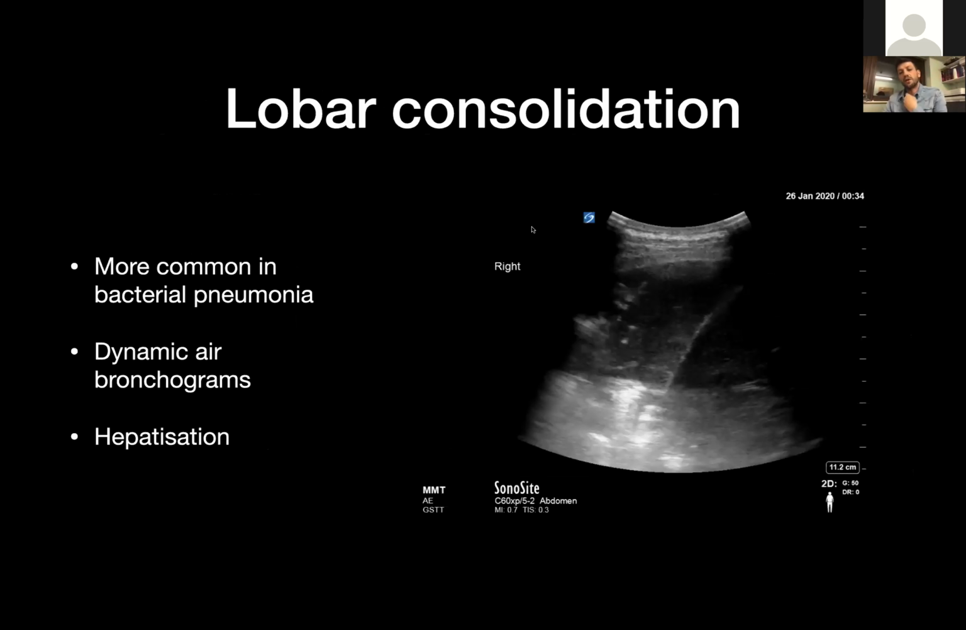This then, in severe cases, will extend to a lobar consolidation. So this is at the right base. So this is the diaphragm here, and you're getting hepatisation of the lung here. So the lung is starting to look like it has a similar texture to the liver, and you see some air bronchograms within that too.